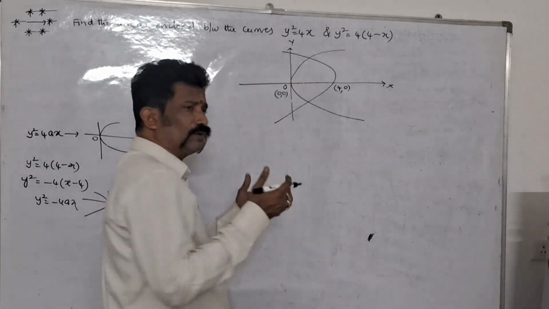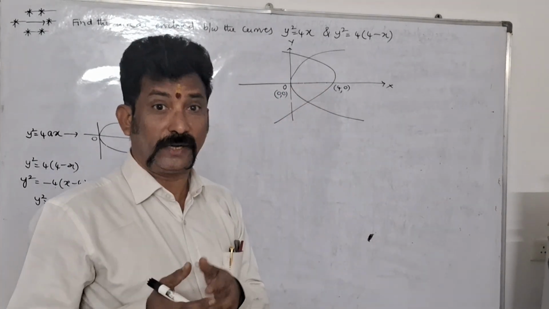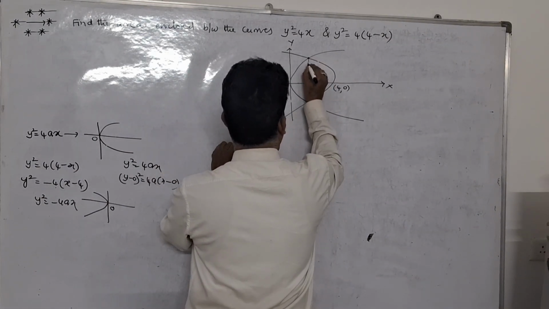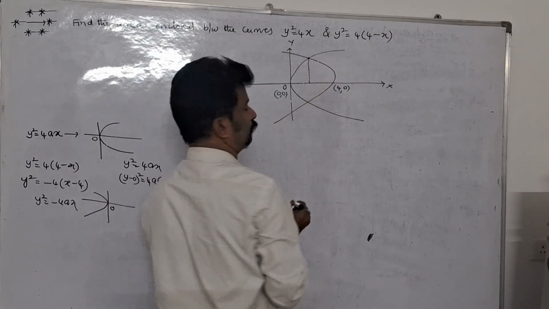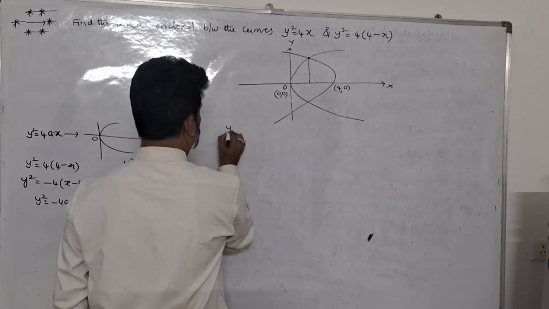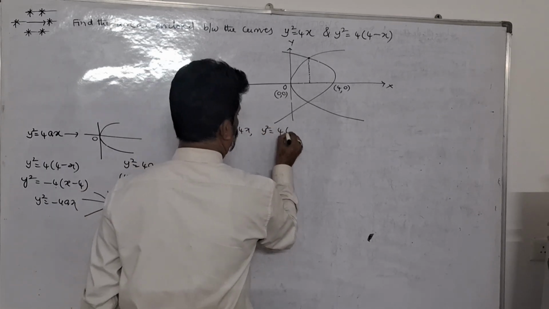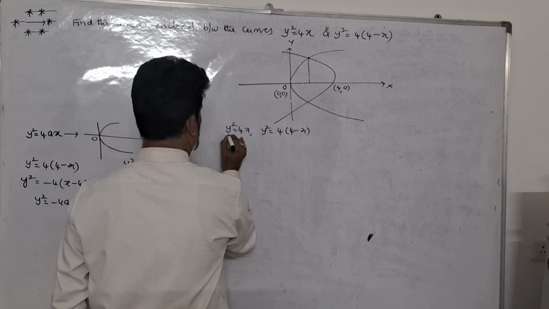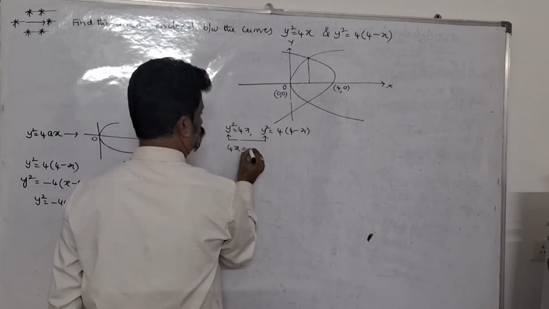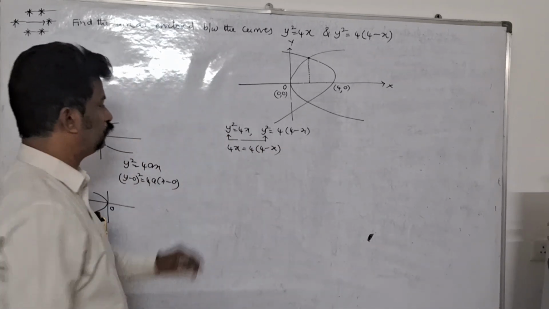Limits are not given. Sir, 0 to 4, no? Okay, I accept it, but these two curves intersect at particular values like this. So solve those two equations: y square is equal to 4x and y square is equal to 4 into 4 minus x. These two values are equal, so 4x is equal to 4 into 4 minus x, since y square is equal to y square.